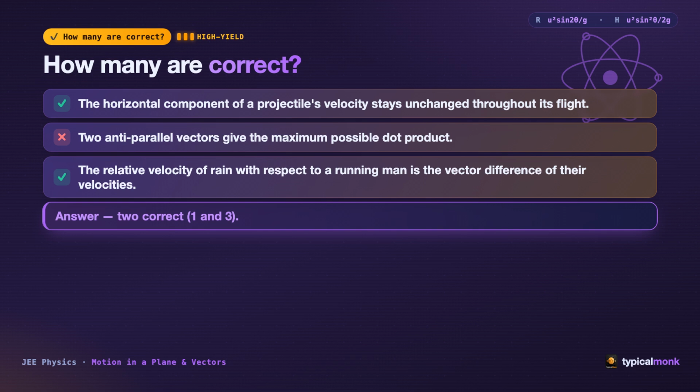Two statements. The first and the third. Horizontal velocity truly never changes in flight, and relative velocity truly is a vector subtraction. But the second one, false. Anti-parallel vectors give the most negative dot product, the minimum, not the maximum. Two correct, and the middle one is the trap.